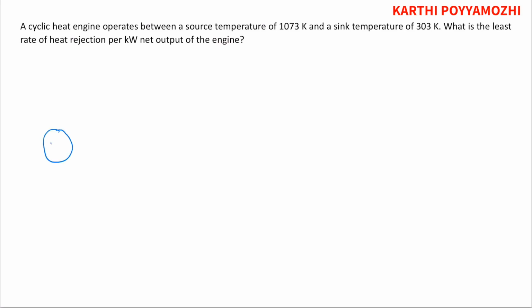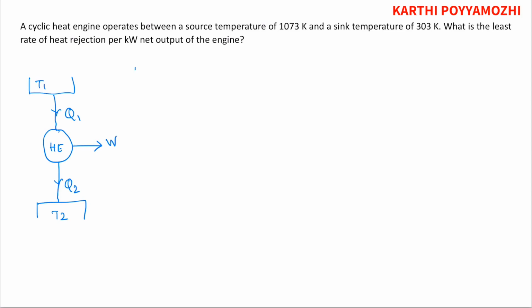Consider this as the heat engine which is working between a two temperature reservoir. This is considered to be T1 and this is T2. It receives a certain amount of heat Q1 and rejects a certain amount of heat Q2 to a lower temperature sink in order to produce the work W.